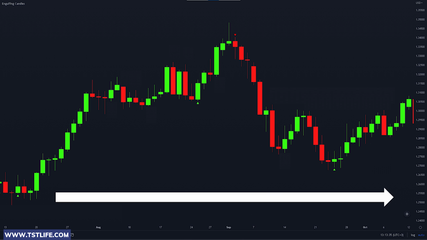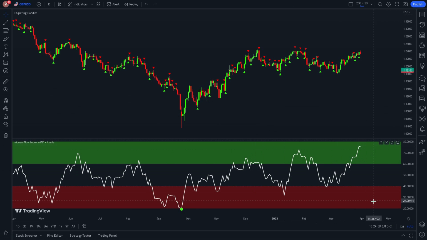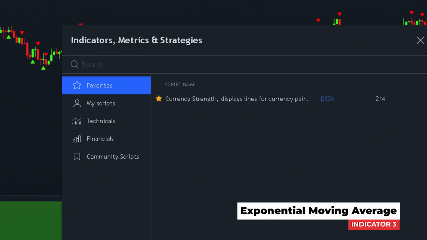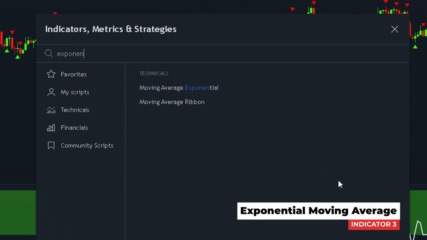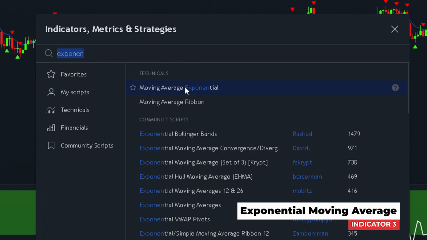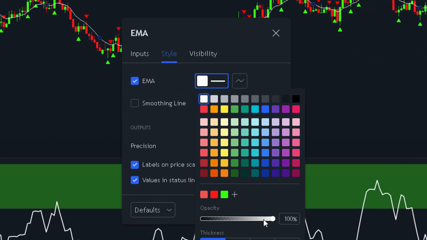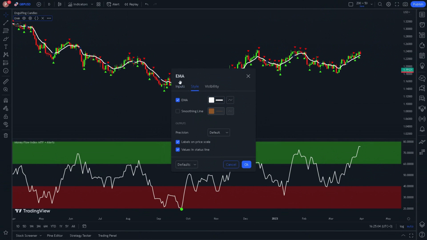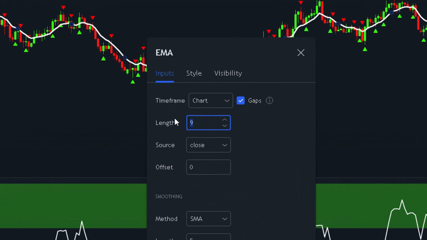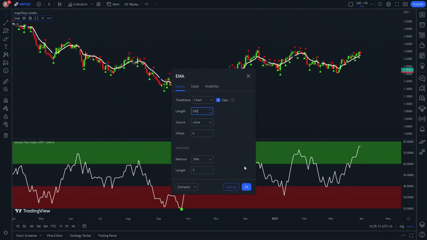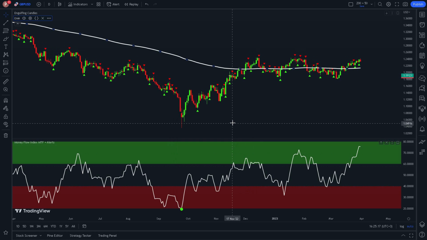For the third indicator, we'll add the exponential moving average with a default length of 9. To filter out minor price fluctuations and obtain a longer-term moving average, let's increase the length to 150 or 200 period. The exponential moving average is an essential tool used in technical analysis for identifying potential entry or exit points and trends in financial markets.